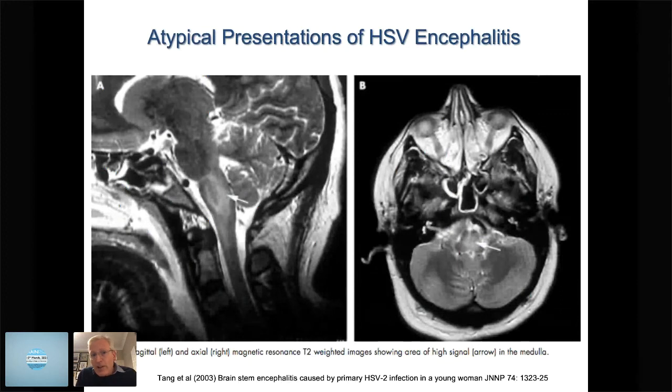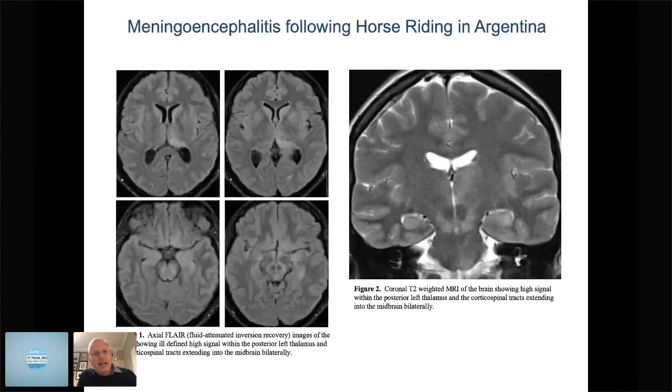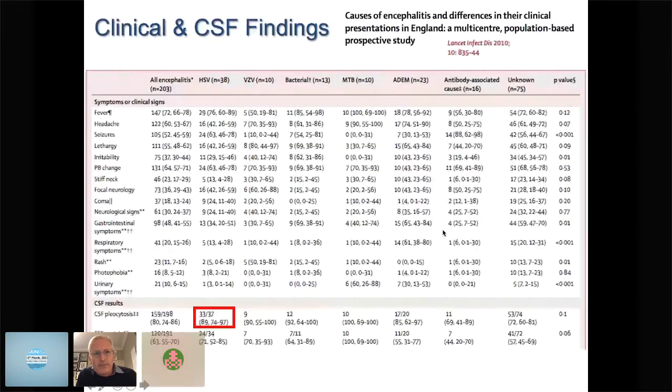Herpes simplex virus may affect other parts of the central nervous system, here causing a brainstem encephalitis, where at presentation the patient was not encephalopathic. Other viruses target different parts of the brain. This is a case of St. Louis virus encephalitis, and here you can see characteristic changes in the thalamus and within the corticospinal tracts.